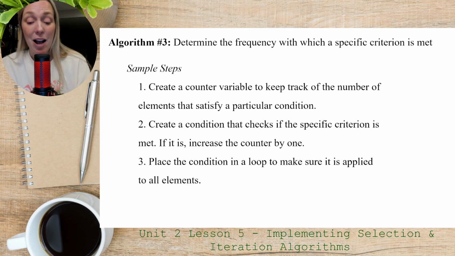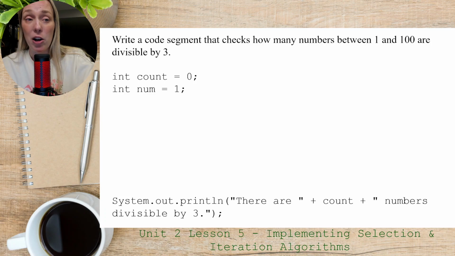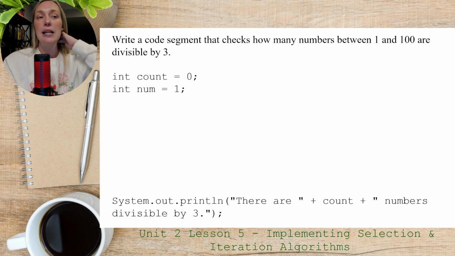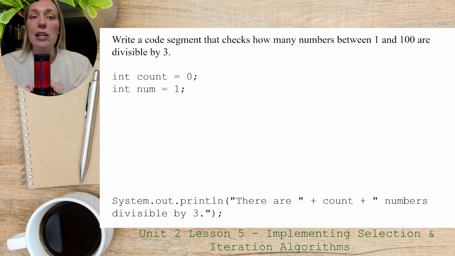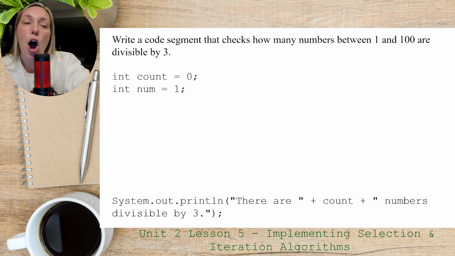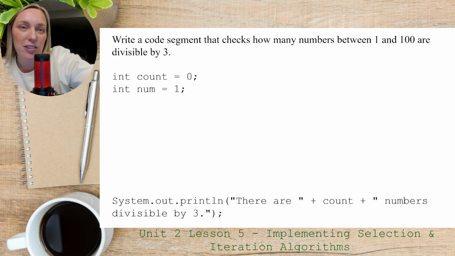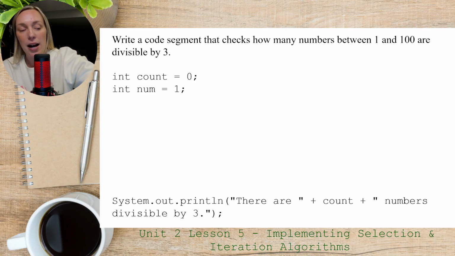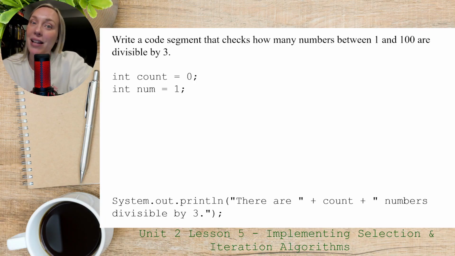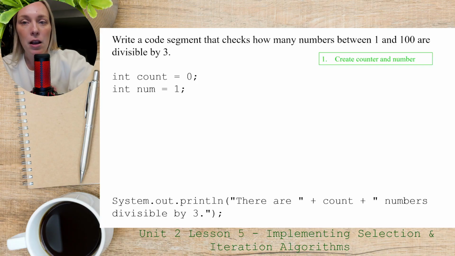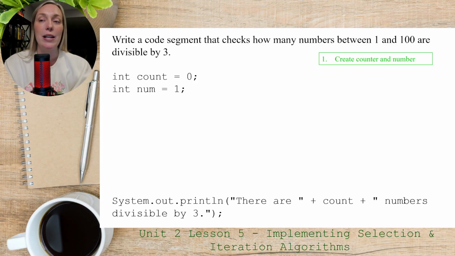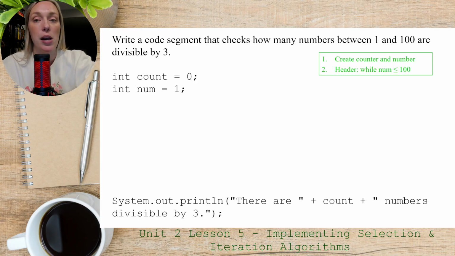But how can we apply this kind of algorithm to what we already know? Let's write a code segment that checks how many numbers between 1 and 100 are divisible by 3. This might be something that we can apply right now. So let's write out some sample steps here. We want to create a counter and our starting number because we want to check how many numbers between 1 and 100 are divisible by 3.